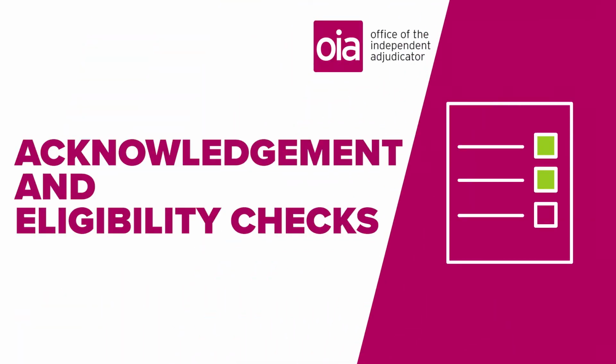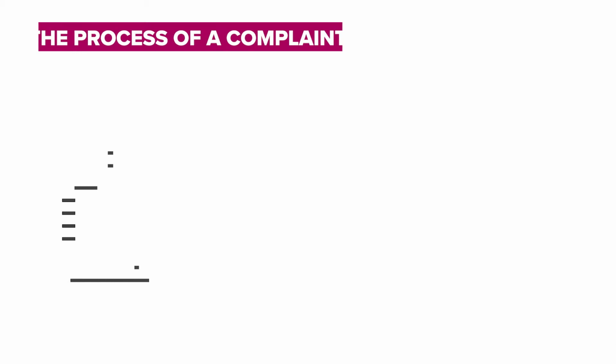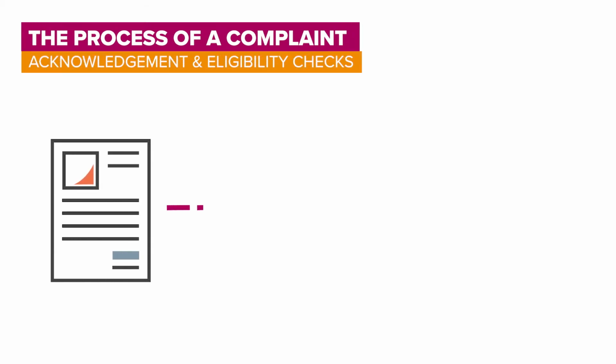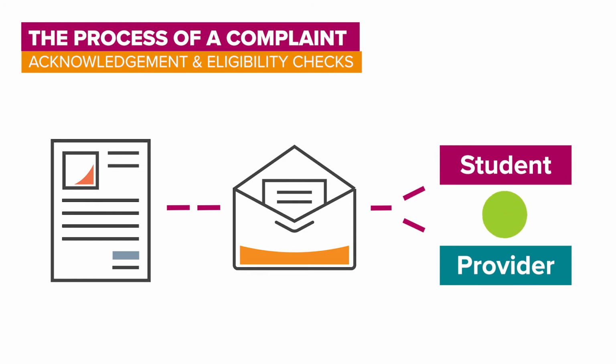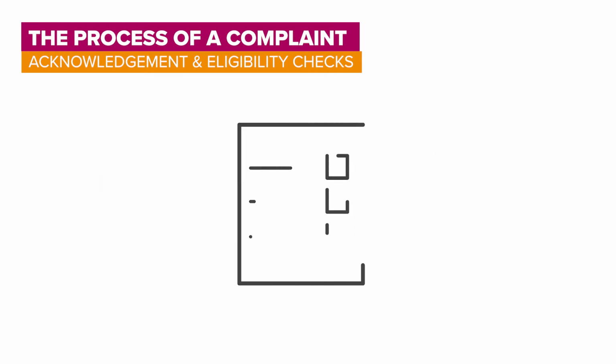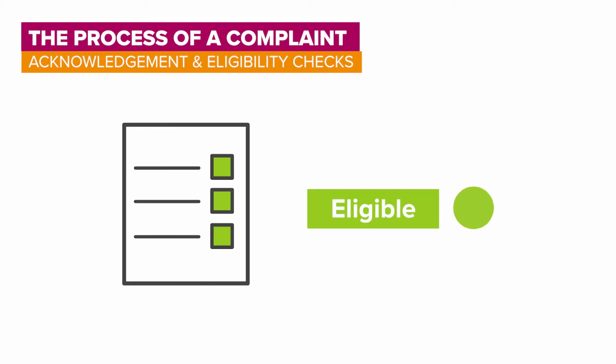Acknowledgement and eligibility checks. When we receive a complaint form, the first thing we do is contact the student and the provider, usually by email, confirming that we've received the complaint. We'll also do some basic checks to see if the complaint is one that we can look at under our rules. If we can look at it, we call it an eligible complaint.